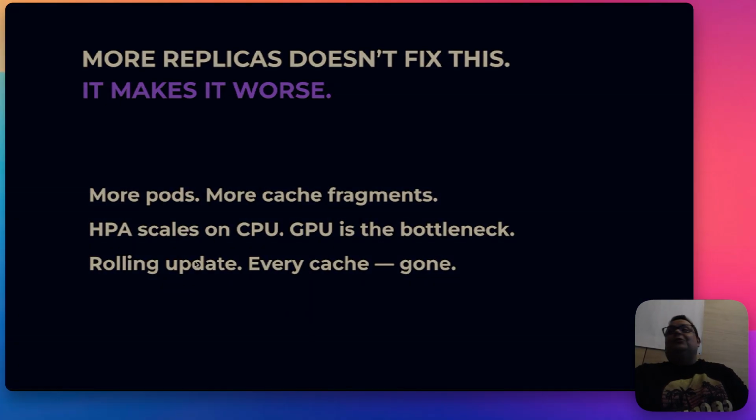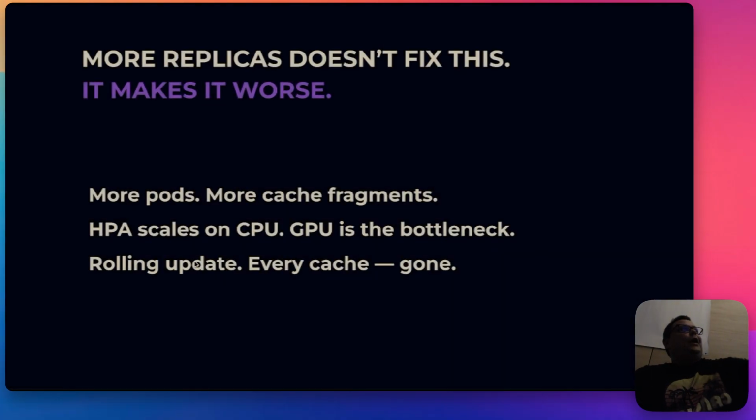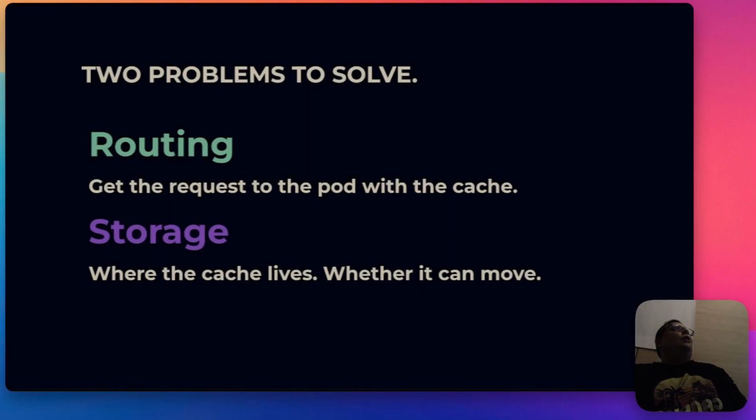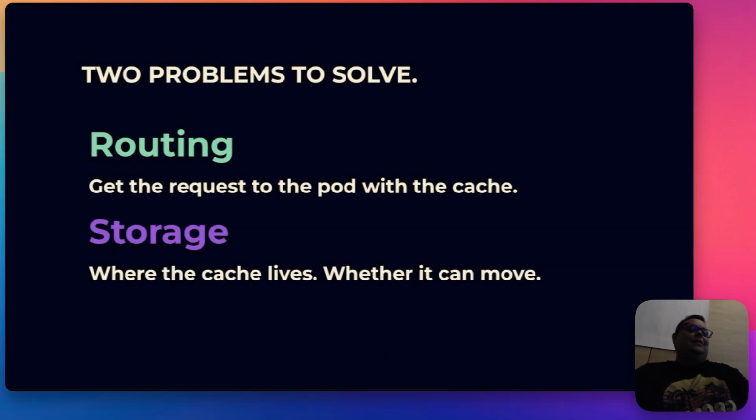Also, rolling upgrade is a problem, right? Because your KV cache will be gone after the pod is done. You need to think of how you can get the KV cache back, or how a new instance will get the KV cache, right?